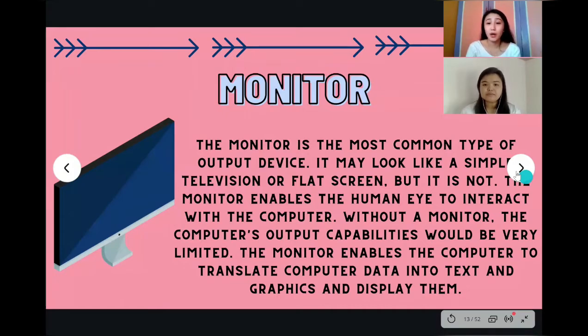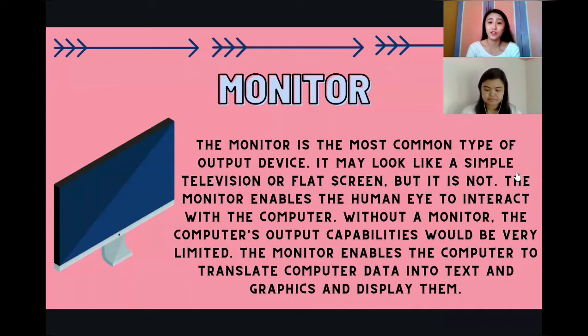Monitor. So, the monitor is the most common type of output device. It may look like a simple television or flat screen, but it is not. The monitor enables the human eye to interact with the computer. Without a monitor, the computer's output capabilities would be very limited. The monitor enables the computer to translate computer data into text and graphics and display them.